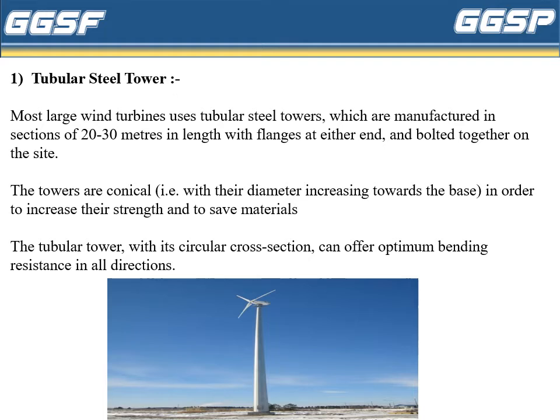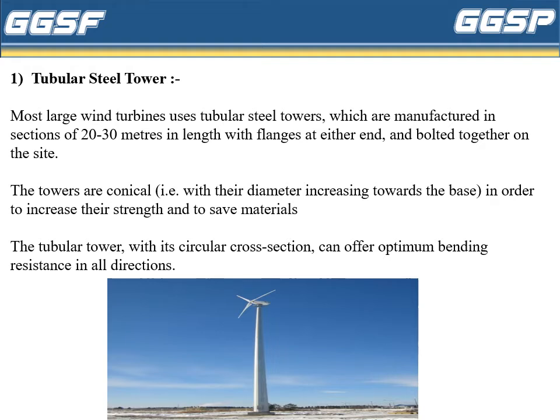The tubular tower, with its circular cross section, can offer optimum bending resistance in all the directions. These towers are usually used in large wind turbines and have the conical shape, which has a larger diameter on the ground side, on the bottom side, and a lesser diameter on the upper side.